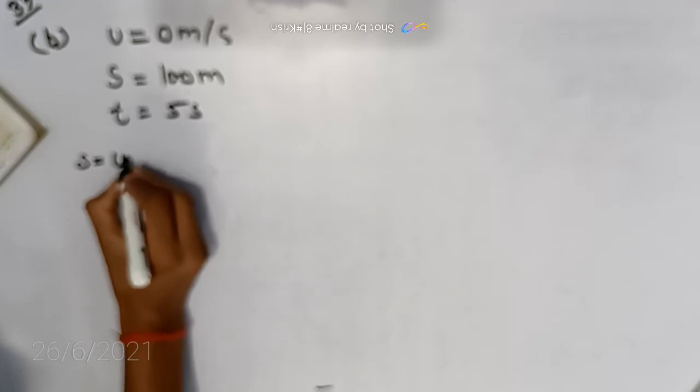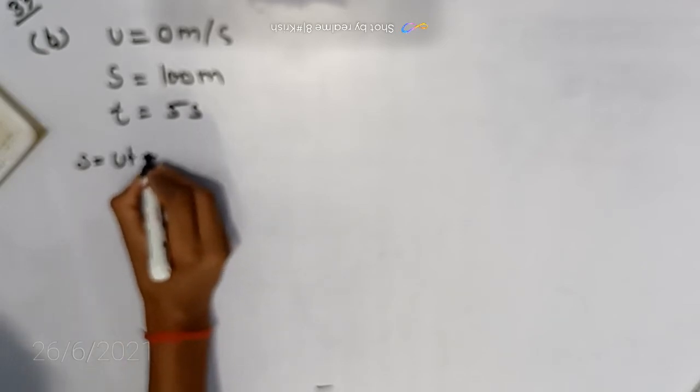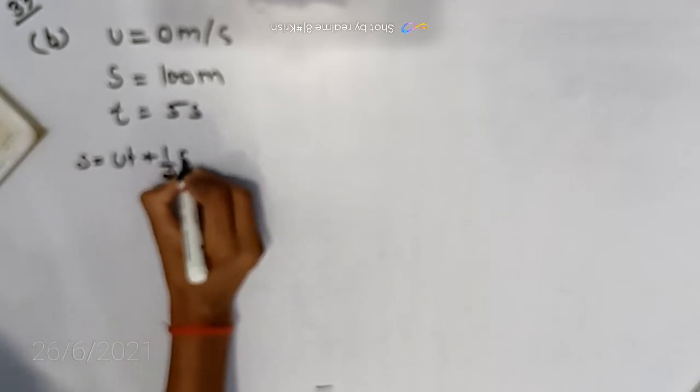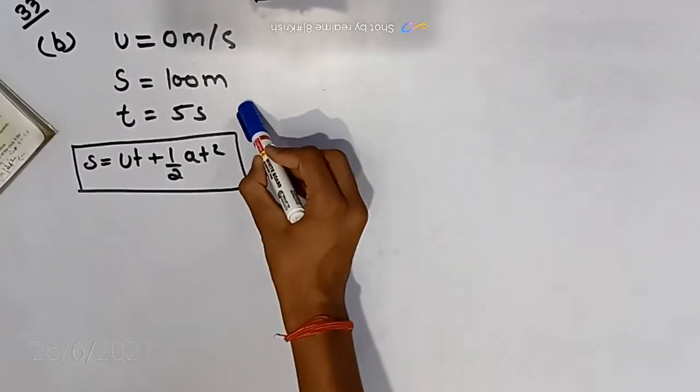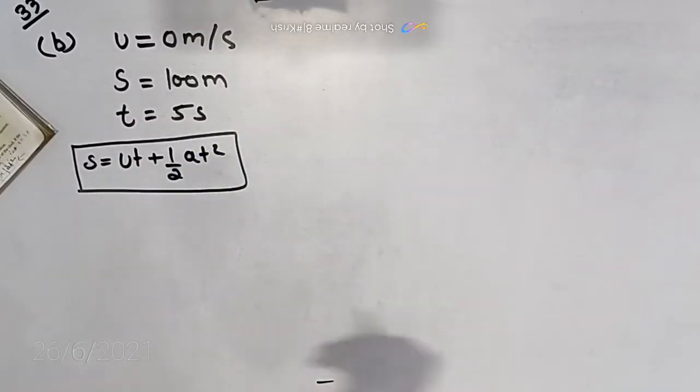So friends, we will find the acceleration from the second equation of motion, that is s equals ut plus 1 upon 2 at square. So this is our second equation of motion. We will start from this. We will just put these values in this one formula and we will get our answer.